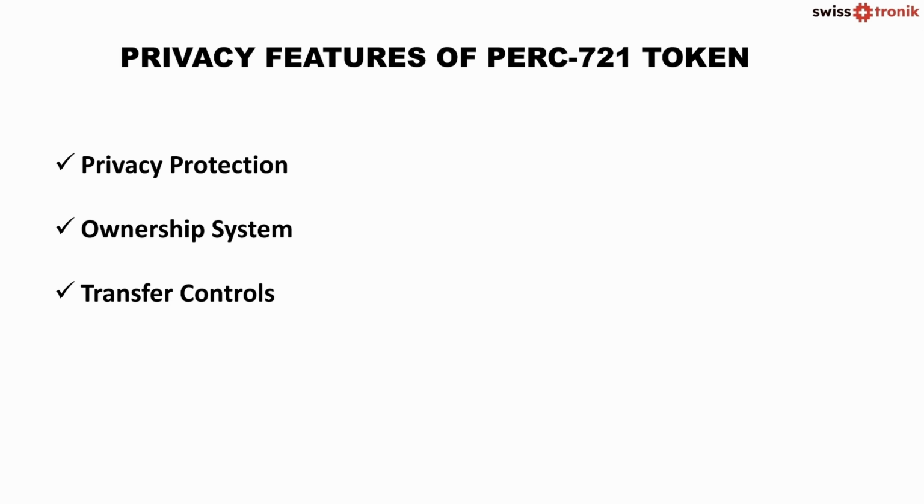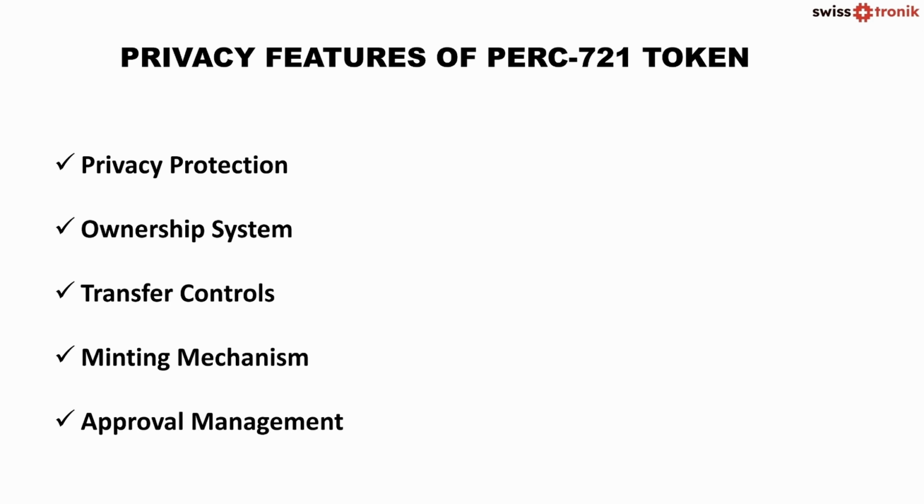Minting mechanism: creates new tokens with private ownership assignment, prevents duplicate tokens, and maintains balance accuracy. Approval management: owners can permit specific addresses to transfer their tokens. All approvals are automatically cleared after token transfers. So let's get started.